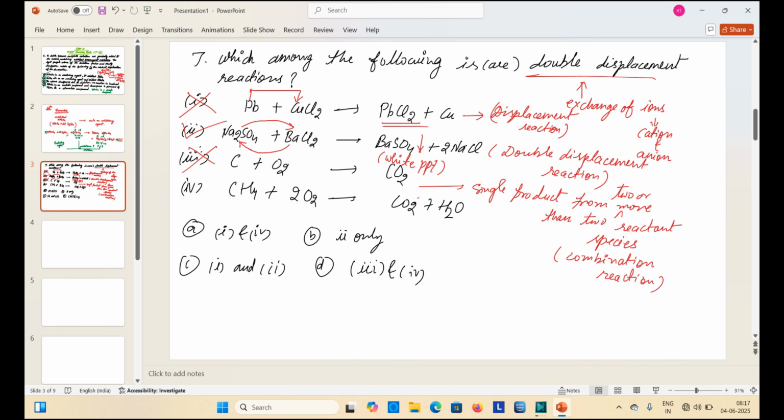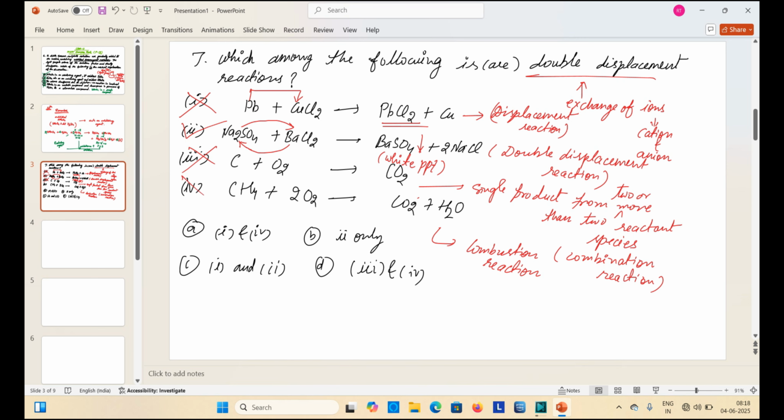Here you are looking at CH4 methane reacting with atmospheric oxygen, meaning it is burning. A combustion reaction is taking place. Why? Because in the product you are getting CO2 plus H2O, and in the very first question I have discussed that wherever the combustion reaction takes place, in the product you will get carbon dioxide and water. So it is a combustion reaction, not a double displacement reaction.